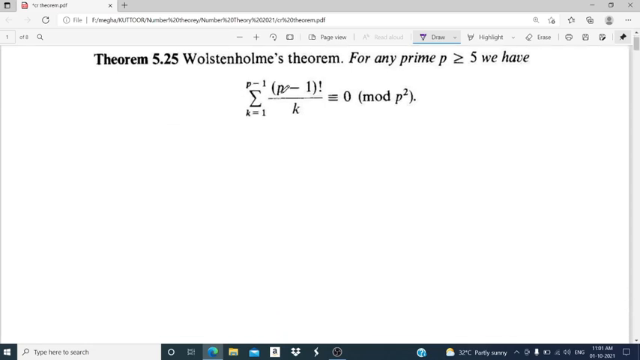Next theorem is Wolstenholme's theorem. The statement is: for any prime p greater than or equal to 5, we have the summation k equal to 1 to p minus 1, (p minus 1)! upon k, is congruent to 0 mod p square.